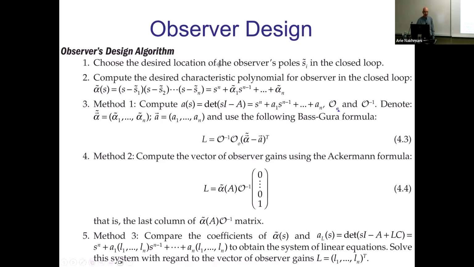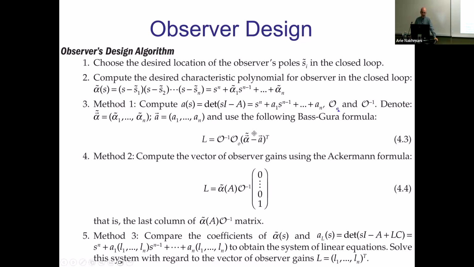So first of all, you're choosing the desired location of your observer poles, which are again typically 2 to 5 times to the left. Let's call them s_i tilde to differentiate them from the controller poles, which will just be s_i, eigenvalues, all right? We compute the desired characteristic polynomial as before, s minus s1 tilde, s minus s2 tilde, and so on, and you'll get some polynomial with some constant coefficients, okay? Just a faster polynomial.